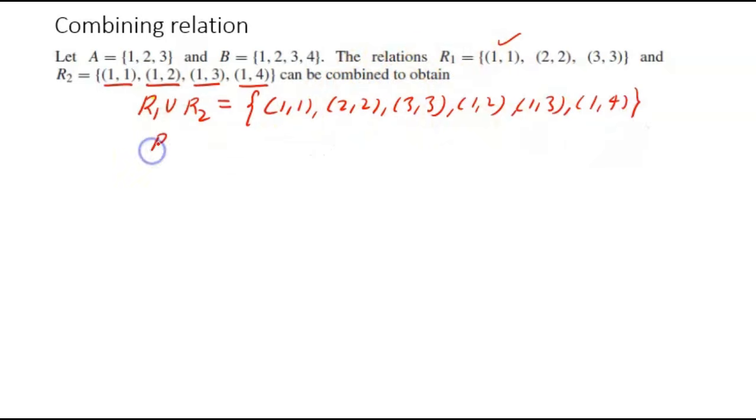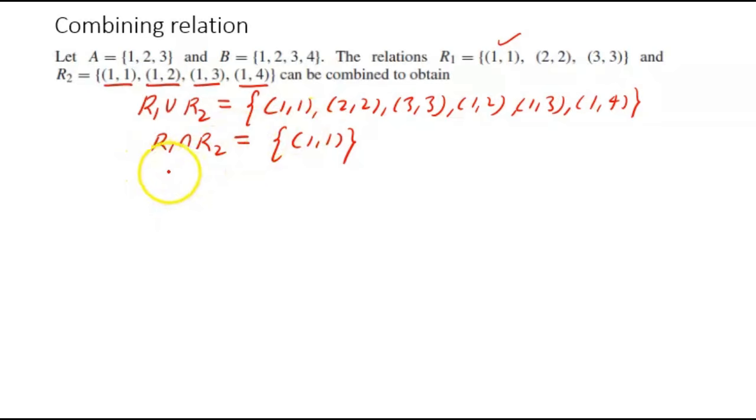Now if I ask you what is R1 intersection R2, I believe you can very easily guess that the common elements which belong to both R1 and R2 will be there in R1 intersection R2, and one such common element is 1 comma 1. 1 comma 2, 1 comma 3 and 1 comma 4 are not present in R1, and here 2 comma 2 and 3 comma 3 are not present in R2. So we have just one element, that is 1 comma 1.